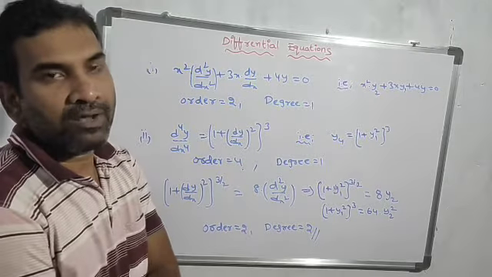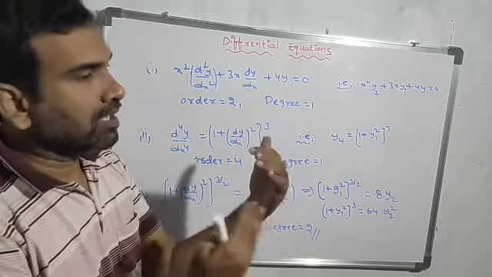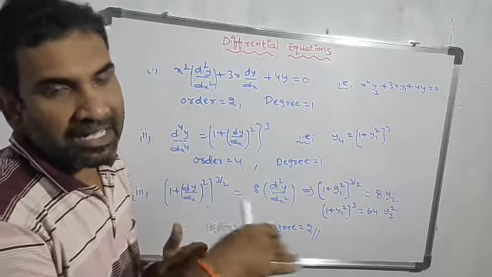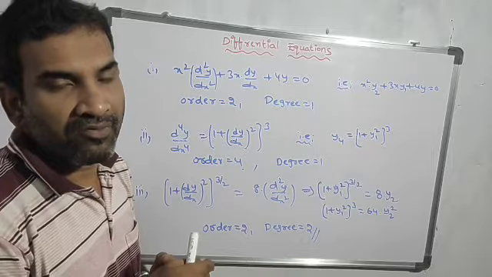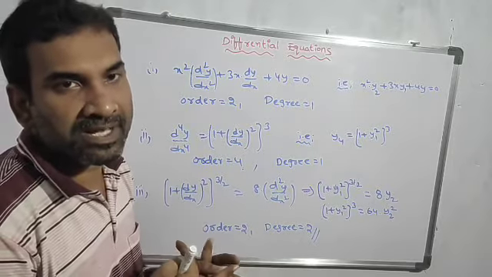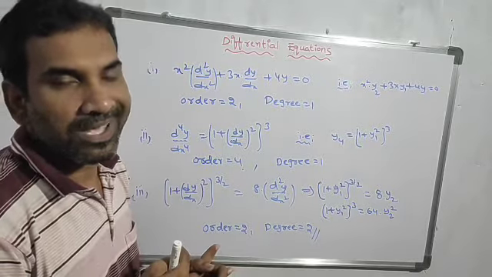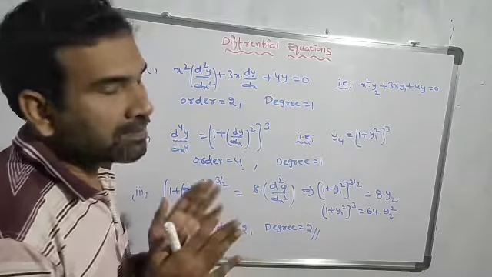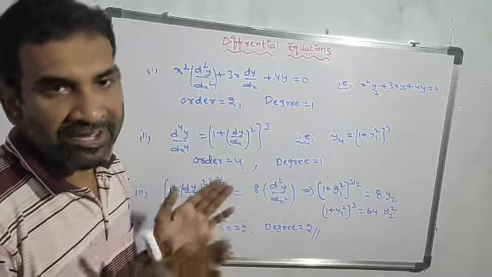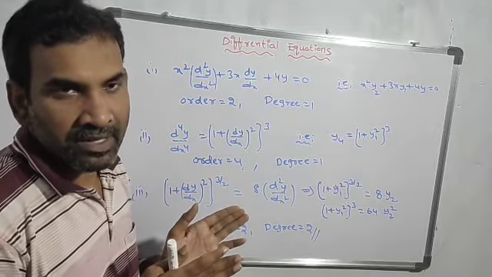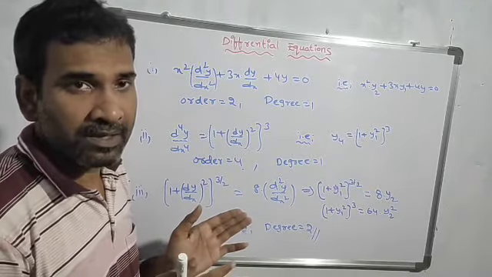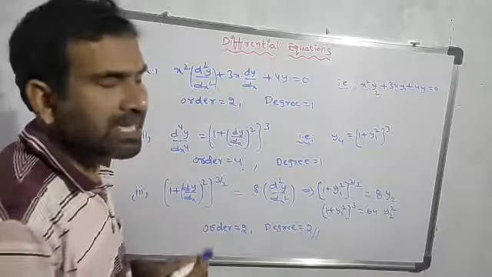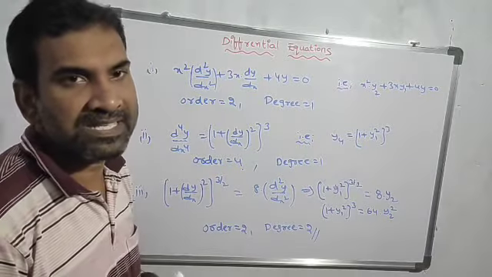And one more definition is also there. If the differential equation is not of polynomial type, we can say the order but we can't say the degree. That is also one more case, we will discuss it later. But the main things are the definition of differential equation, how many types it has, and the main values, order and degree, with some example problems. In this class we discussed this.